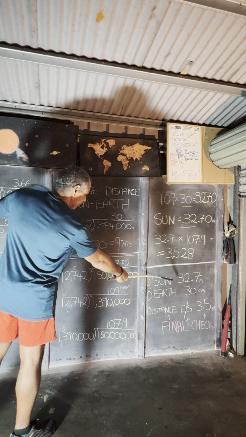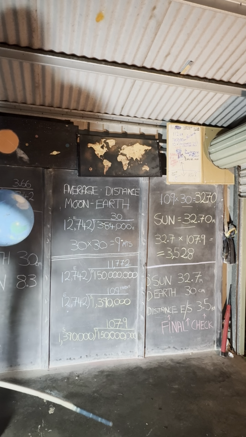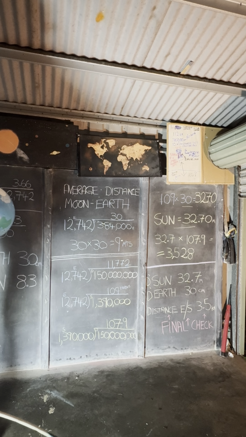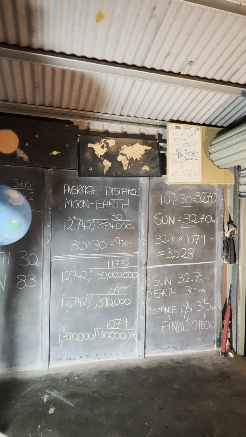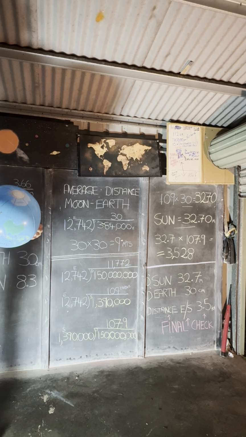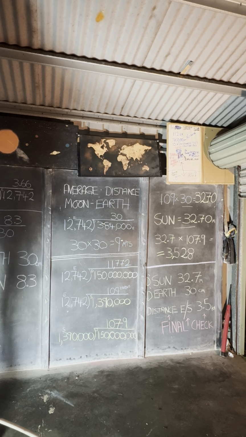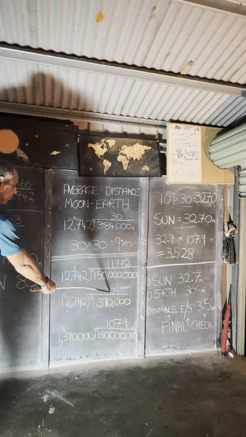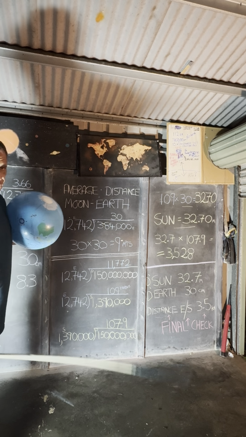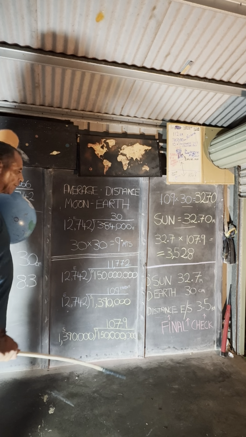Alexa, what's 32.7 meters divided by 30 centimeters? 32.7 meters divided by 30 centimeters is 109. There we go. Right? It's bang on to scale. That's how you double check these things.